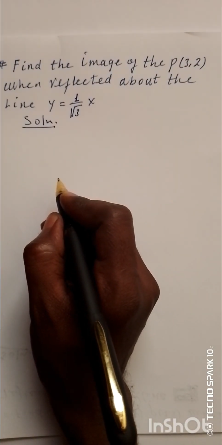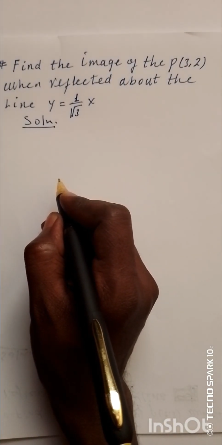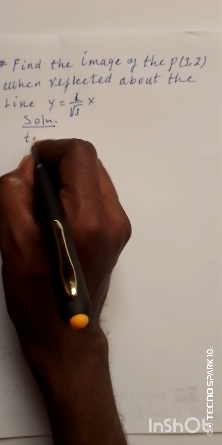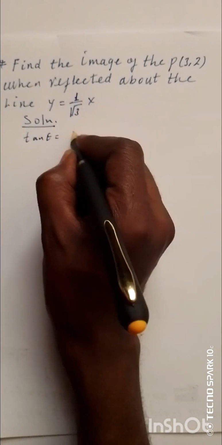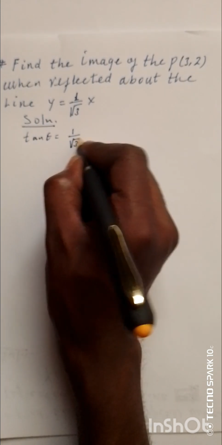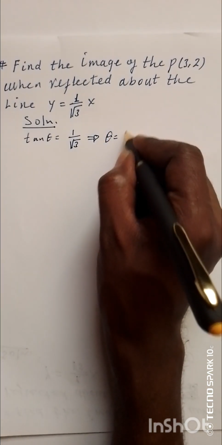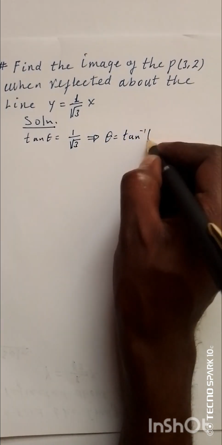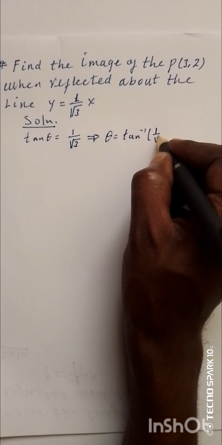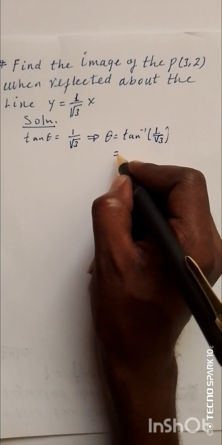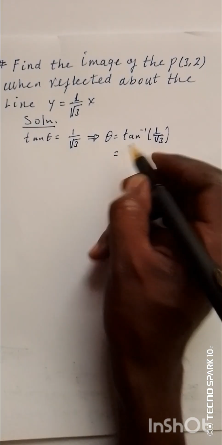Okay, to find the image of the point (3, 2) when it is reflected about the line y = (1/√3)x. Here tan θ is 1 over root 3, which implies that θ is equal to tan inverse of 1 over root 3. Therefore θ is equal to π/6.